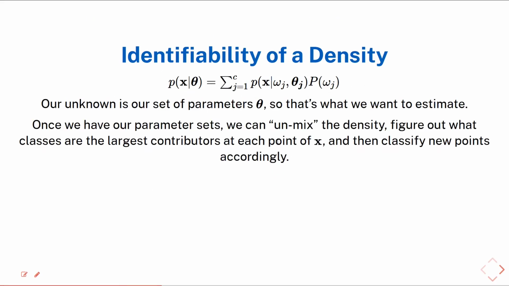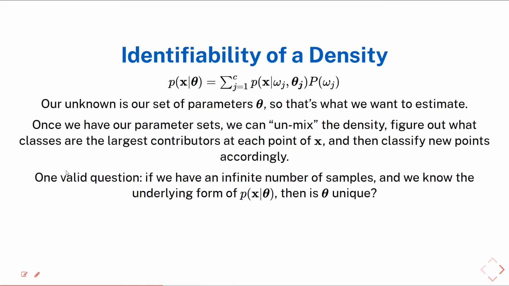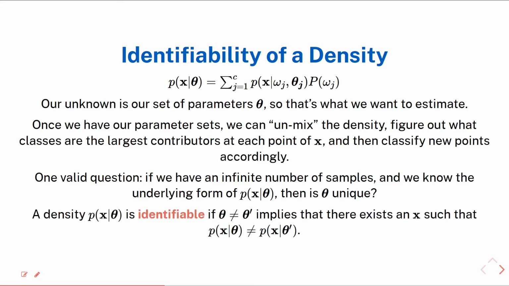Okay? So that's the goal. One question we might have is, if we have an infinite number of samples and we know the underlying form, then is the theta unique? In other words, are there different combinations of class densities that could give us the same observed set of samples? We call a density identifiable if that's true.